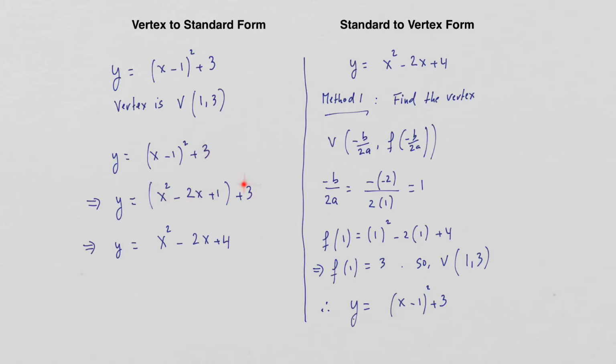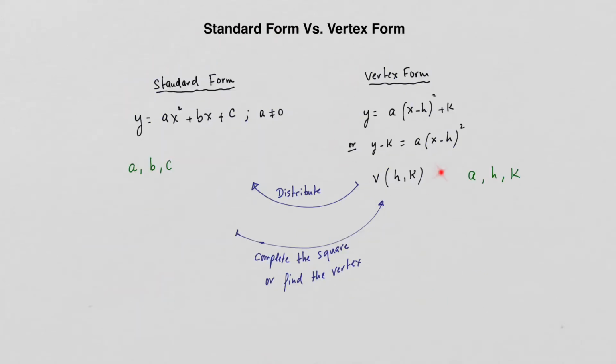And the 3 just carries. Now notice this x squared remains, minus 2x remains, and 1 plus 3 is 4. So clearly, this is in the standard form. A is 1, B is negative 2, and C is 4. Notice A is not 0, right? You cannot have 0 for A. So I have managed to write the vertex form into a standard form. I basically went from here to here simply by distributing. Very simple. This is very easy.